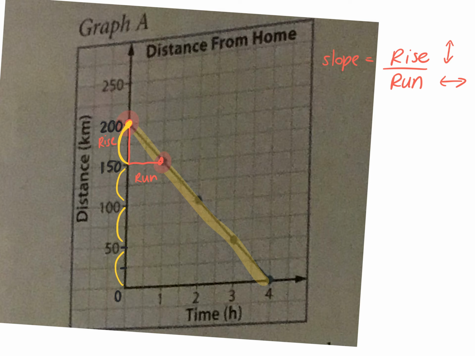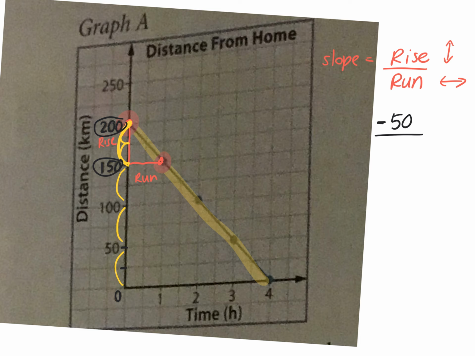I went from here to here. I went down how many? 50. We wouldn't say 1, 2, because the scale is going down by 50. So the rise is going down by 50. Write this down somewhere. The rise is negative 50. Now look at the run.